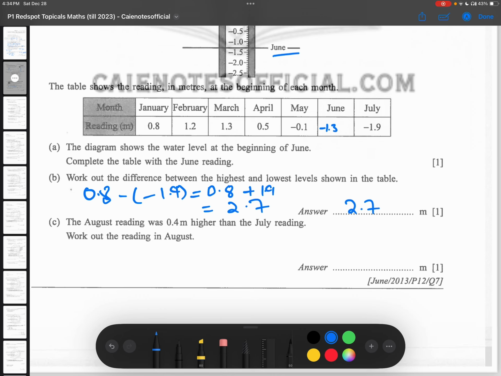Now part C says the August reading was 0.4 meter higher than the July reading. Work out the reading in August. So the reading is 0.4 meter higher. So I'm going to add 0.4 to minus 1.9, the reading of July. So this is equal to minus 1.5. This is the reading for August, minus 1.5 meters.